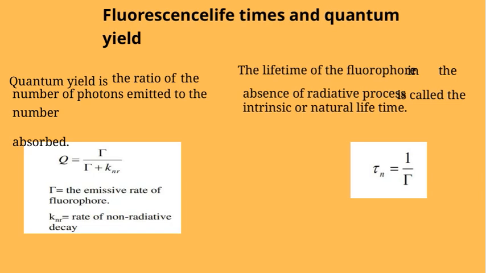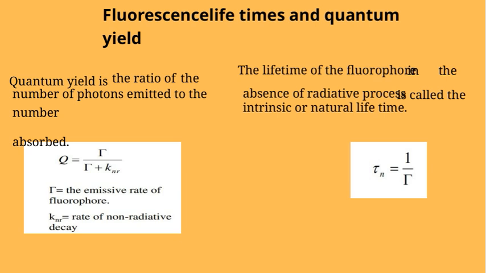Let's talk about fluorescence lifetimes and quantum yield. Fluorescence lifetime is essentially the average time a molecule stays in its excited state before emitting a photon. It's called the intrinsic or natural lifetime because it reflects the number of photons emitted in the absence of any radiative processes that might quench or interfere. Think of it as the molecule's natural clock, showing how long it can stay excited under ideal conditions. The lifetime of the fluorophore depends on this ratio of the number of photons emitted to the number absorbed.